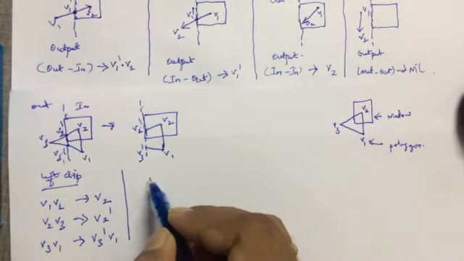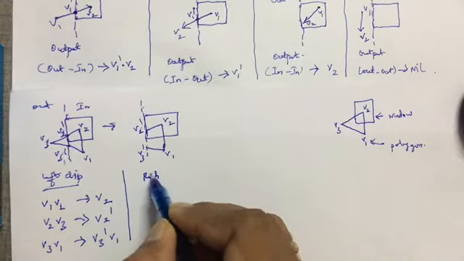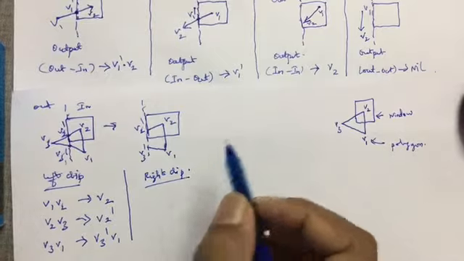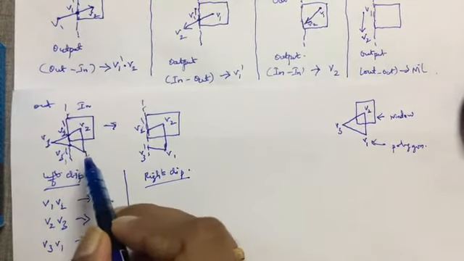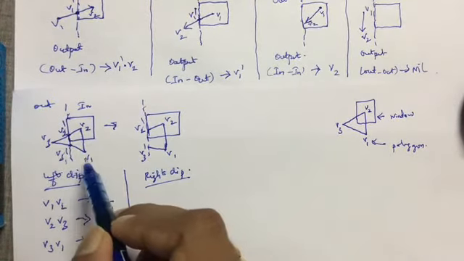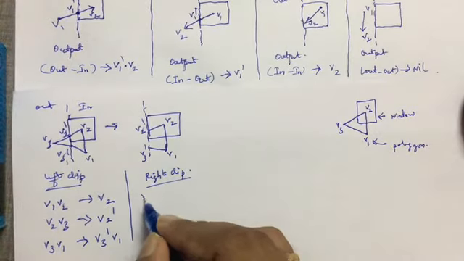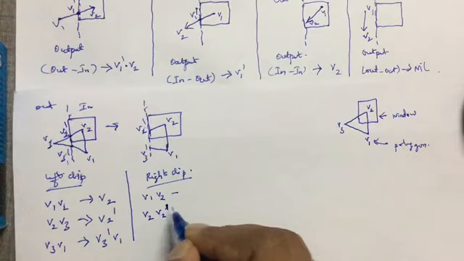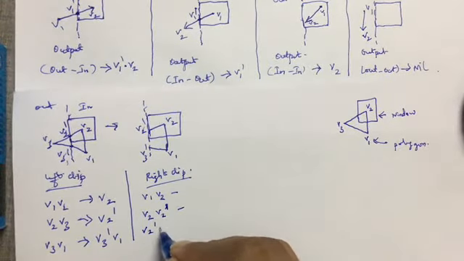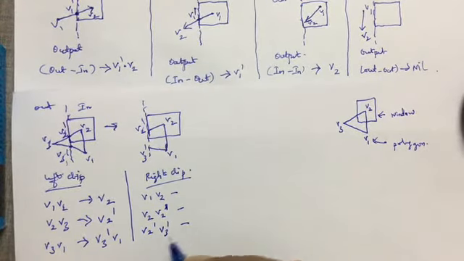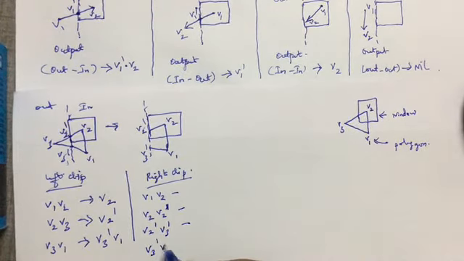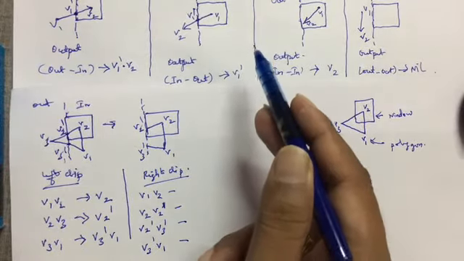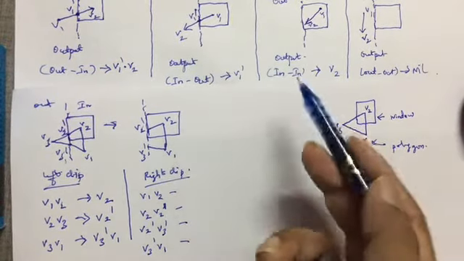The second step is right clipping. In the earlier case we had only 3 edges, V1, V2, V2, V3, V3, V1. But in this case we will have V1, V2, V2, V2 dash, V2 dash, V3 dash, V3 dash, and then V1. Consider the cases, the line which is outside to inside or inside to outside.